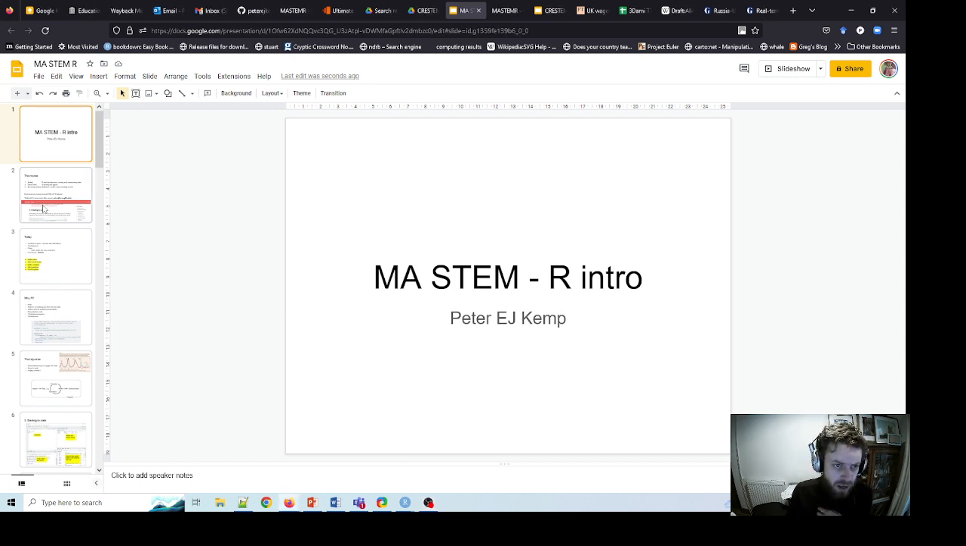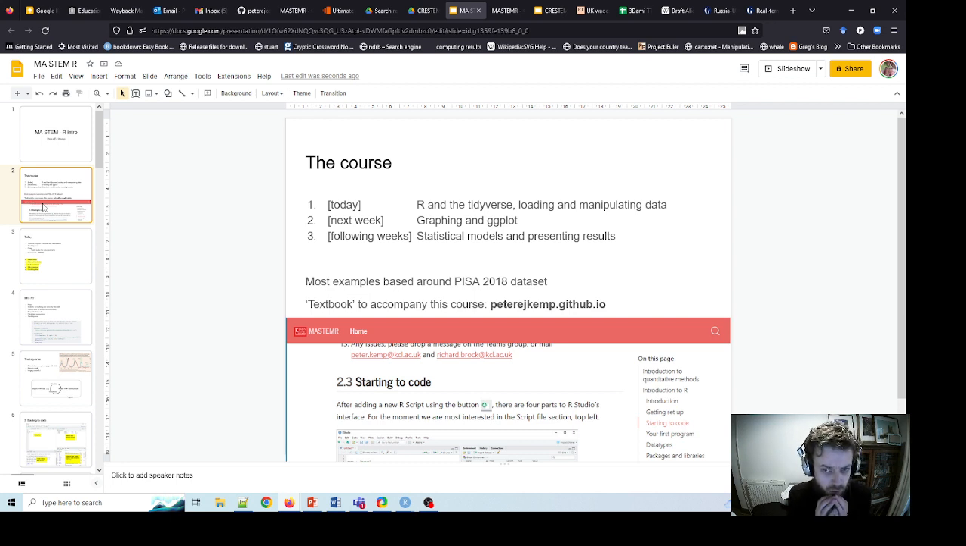So first of all, a little bit about what we're going to be covering on the course. Today we're going to be looking at R, and in particular a set of R instructions called the tidyverse. We're going to be looking at loading and manipulating data and getting you ready to start looking at the PISA dataset, which is a massive international dataset that you're going to be using a lot in this course.